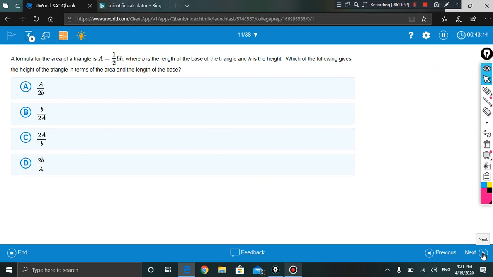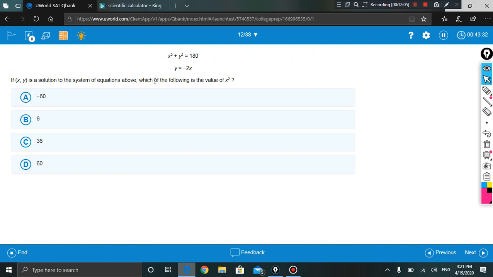2a over b is the answer. I'm not gonna waste a lot of time here. It's 2a over b. Multiply by 2 to get rid of the half, and then divide by b to isolate the h. Next question. What is the value of x squared?